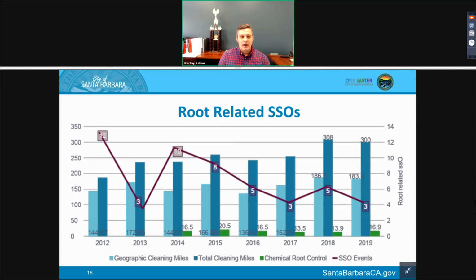All right, great. So when you piece it all together and you overlay our geographic cleaning mileage out of our 257 miles with the total cleaning miles and the chemical route applied each year, and look at our route-related spills, you can see that the trend of the route-related spills has decreased over the past 8 years. The main reason, again, is because we believe we're getting more coverage, more percentage of the system is being looked at every year. We're also cleaning more of it, and we're also applying chemical where we strategically think that it will help us defer maintenance and better manage our system.